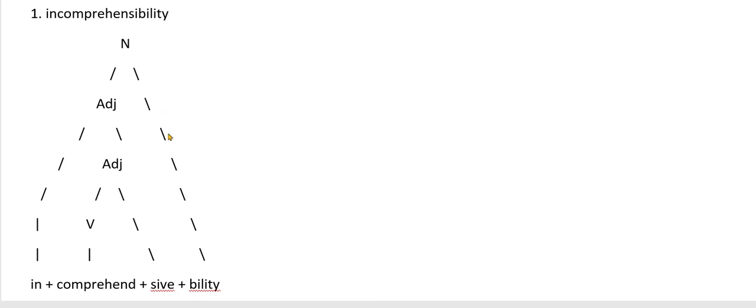So what have I shown here through this example? I'm looking at this word in terms of its component morphemes, and I'm showing how these different morphemes are affecting the word derivationally. For example, we start with the root comprehend, which is a verb. Then we go from comprehend to comprehensive, which is an adjective. We go from comprehensive to incomprehensive, which is also an adjective. And then we finally conclude with the entire word incomprehensibility, which is a noun. So the word starts verb, adjective, adjective, noun.